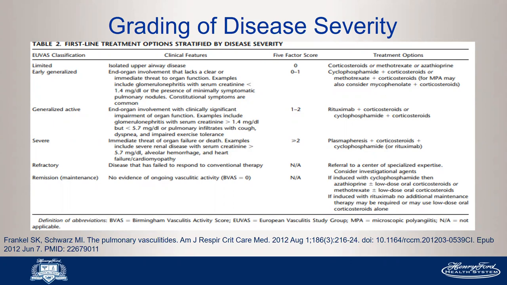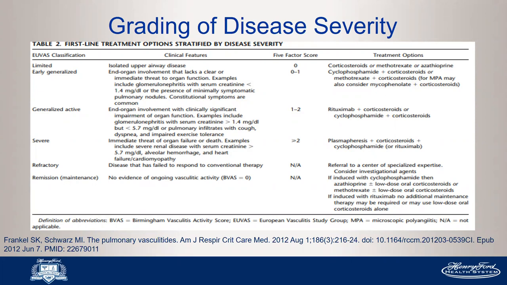If you talk about early generalized, which means there's end organ involvement, but there's no evidence of immediate threat to the organ function. So say somebody presenting with glomerulonephritis, creatinine is 1.3, baseline is 0.8, might have some pulmonary nodules, but so you have the organ involvement, but there's no immediate threat to organ failure. The five-factor score usually is around 0 to 1. And then generalized active is you have an organ involvement, but now there's significant impairment of organ function. So if you're talking about glomerulonephritis, serum creatinine is more than 1.4, but less than 5.7. You see pulmonary infiltrates, may present with some cough, some dyspnea, dyspnea on exertion, impaired exercise tolerance.